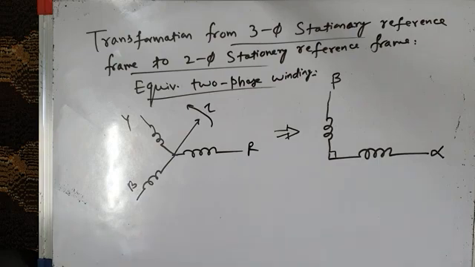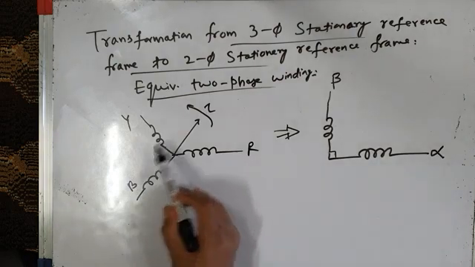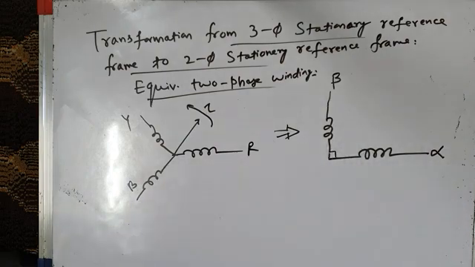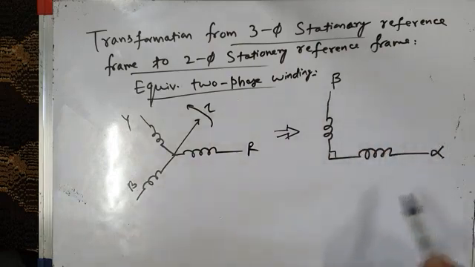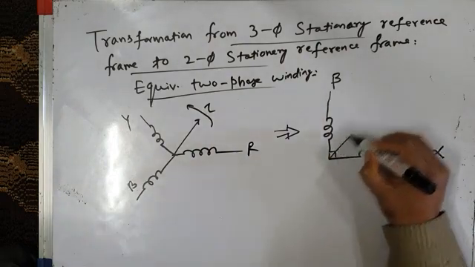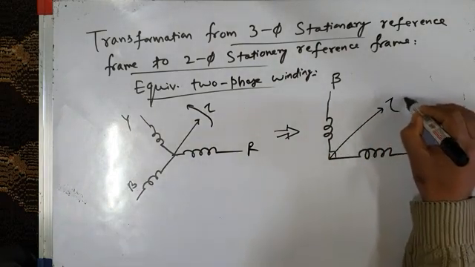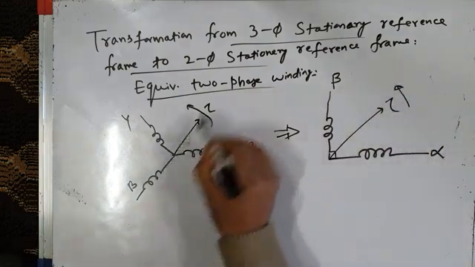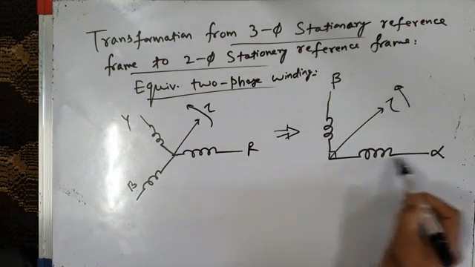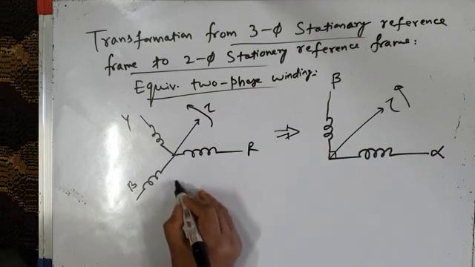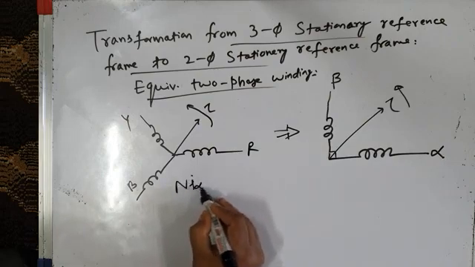Now the question is how to transform this three-phase winding into equivalent two-phase winding, or how to transform three-phase stationary reference frame into two-phase stationary reference frame. This two-phase stationary reference frame will also produce rotating magnetic field, the same rotating magnetic field. Now for this purpose, if you find the MMF along alpha axis, I can write N I alpha.